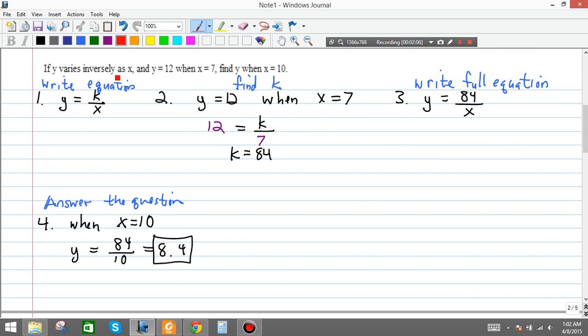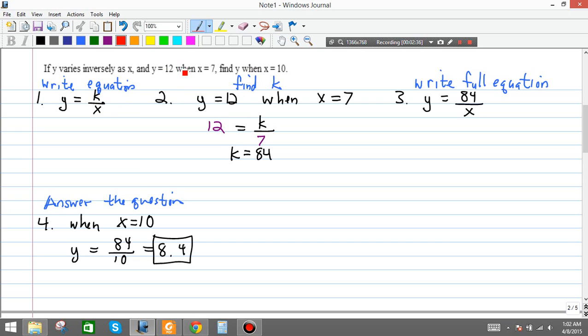If y varies inversely as x, and y is 12 and x is 7, find y when x is 10. And so inversely means division, because the operation we're talking about is multiplication. So the inverse operation, the opposite operation of multiplication, is division. So y varies, again, this constant k is here, divided by x because it's inversely. The steps are the same. You write the equation y equals k over x.